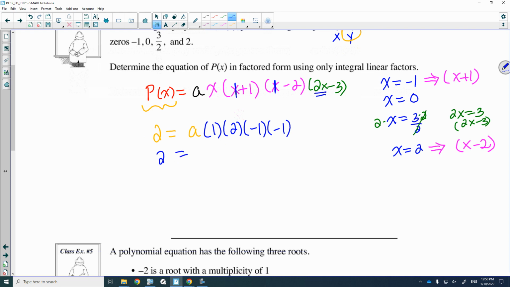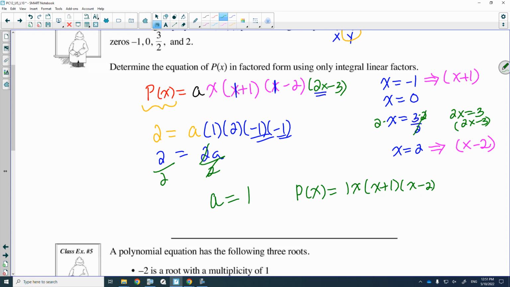No, this is correct. A negative and a negative is going to give me a positive. That's going to give me 2a. I was looking at the wrong solutions. And I was like, yeah, it is 1. A is equal to 1. That almost will never happen, that you'll have an a value of 1. So p of x is equal to 1, which we don't need, x, x plus 1, x minus 2, 2x minus 3.